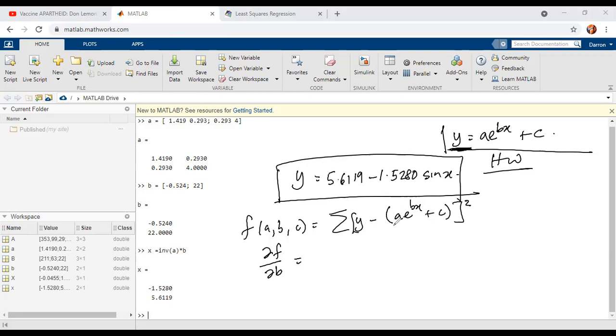Tell me what, when you differentiate with respect to B, what is it that you're going to end up with? With respect to B or A? B, I want B. A is easy. Two summation times summation. E to the BX.